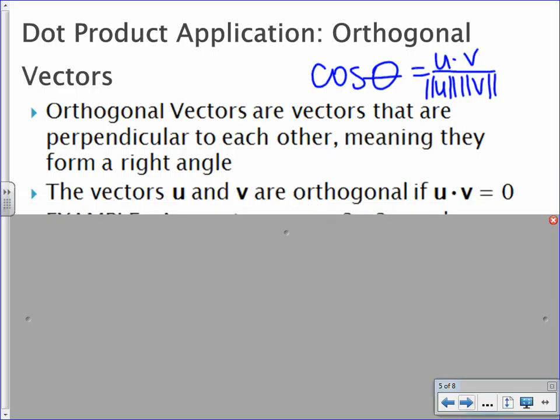If the dot product is 0, automatically we have orthogonal vectors. We don't even have to use that formula because we know that the cosine of 90 degrees is 0. Okay? So if the dot product is 0, automatically these are orthogonal vectors.